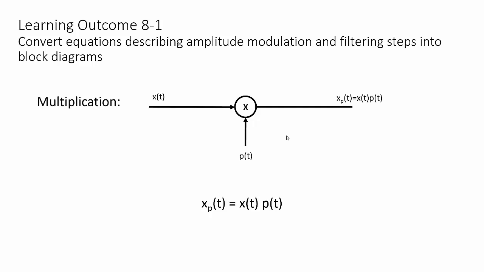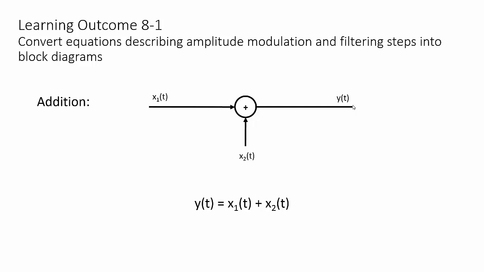Multiplication. You saw this in Chapter 7 with sampling. Take a signal x of t, multiply it by a signal p of t to get an output signal, here called x_p of t. Likewise, everything has a frequency domain representation, and those operations exist in the frequency domain, even though the diagram is drawn for the time domain.